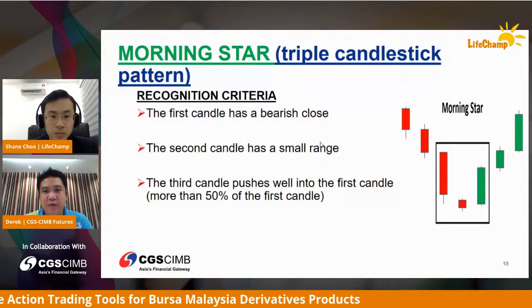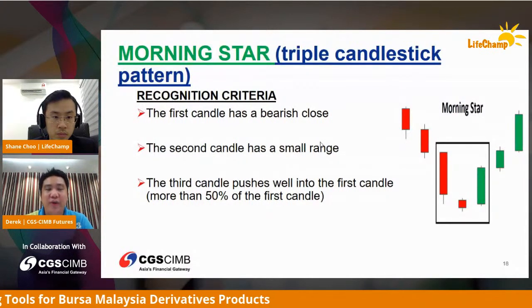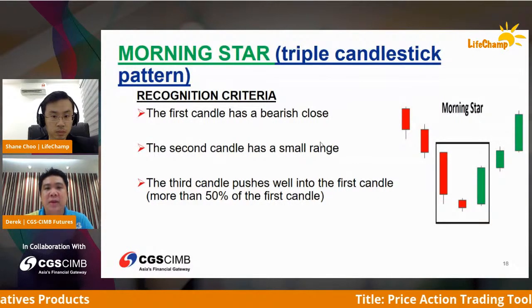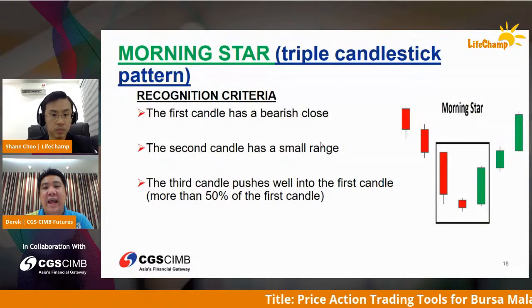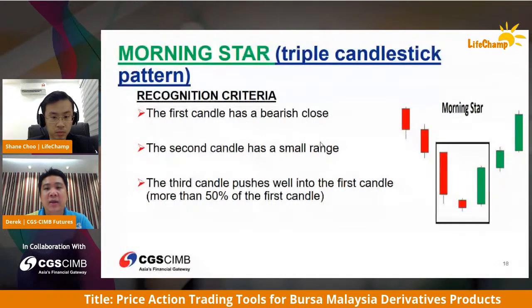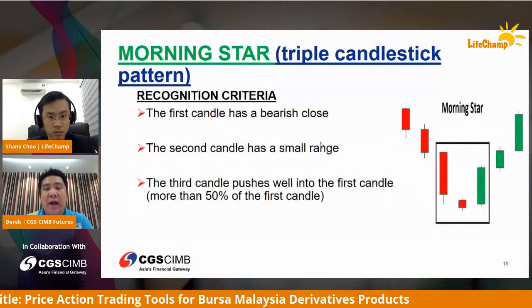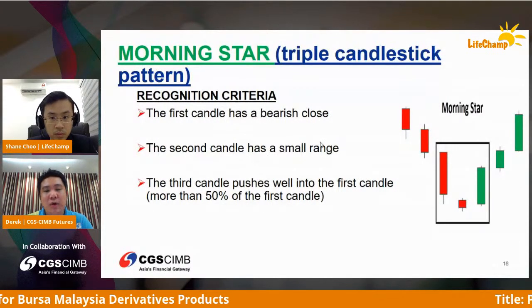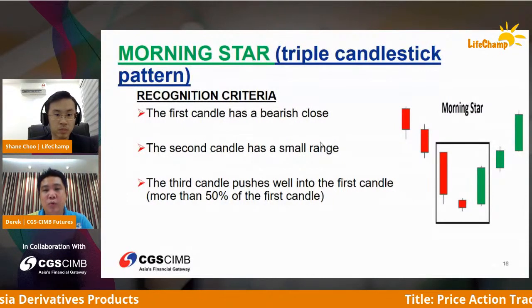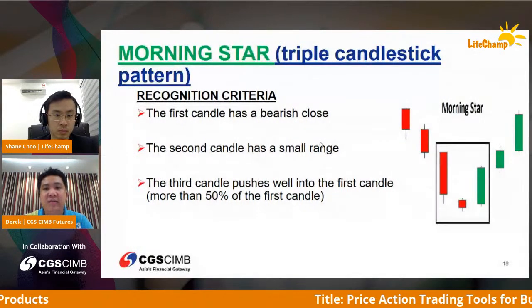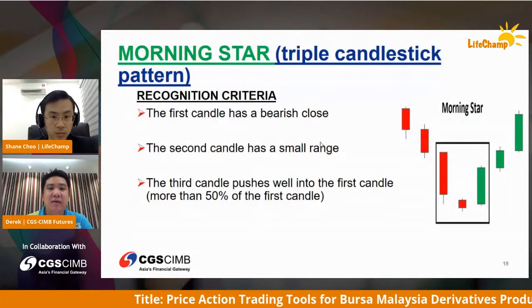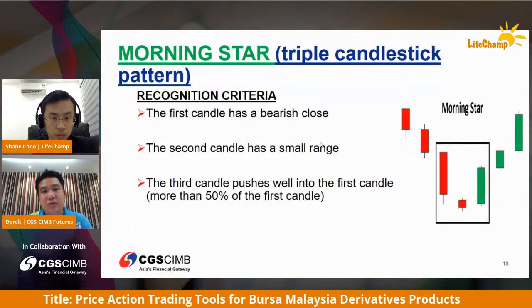So the first one, this is a 3 candlestick pattern here. That means it consists of 3 candlesticks. If you are using a daily chart, then it will be formed in the time of 3 days. If you are using an hourly chart, then you need to wait at least 3 hours for this candle to be completed. So the first candle, you must have a bearish close.